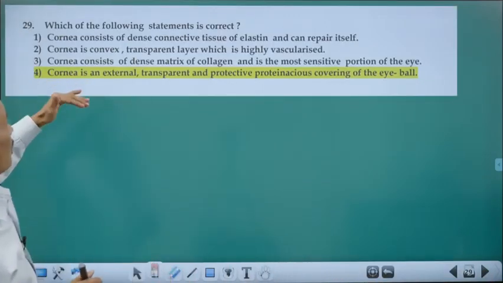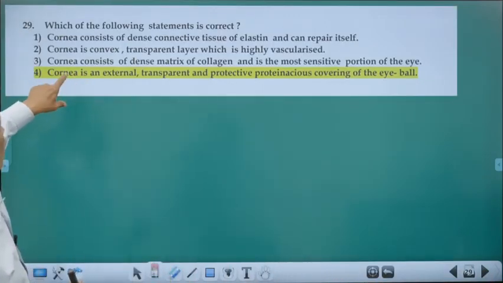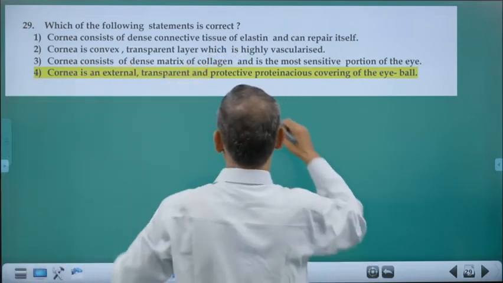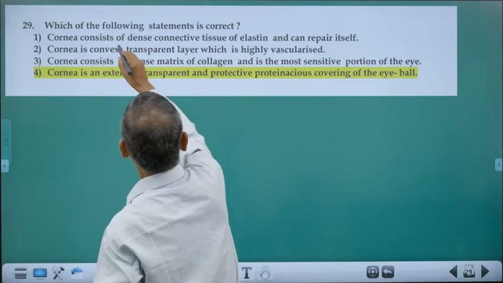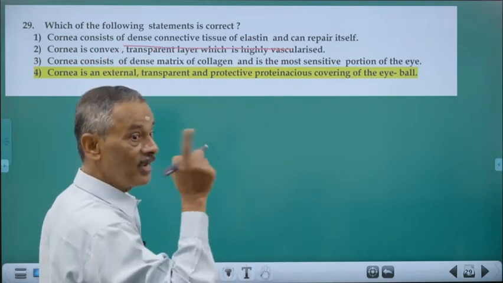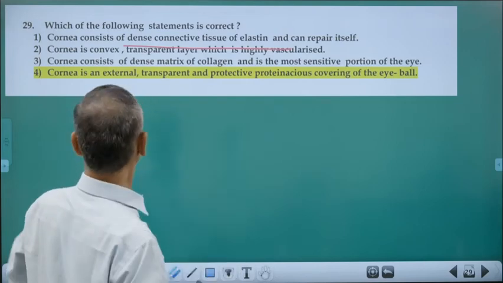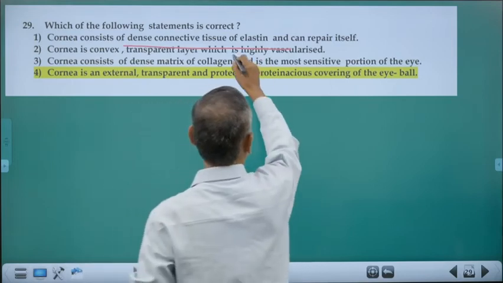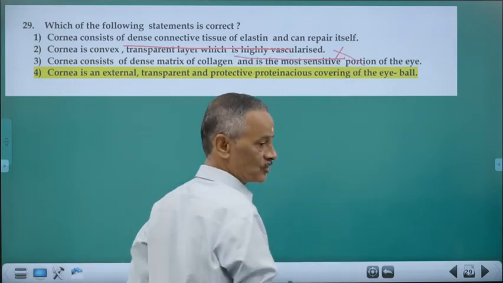Which of the following statements is correct? Cornea consists of dense connective tissue of elastin and can repair itself. It is not a dense connective tissue. It is a transparent one. That is why light is entering in. Cornea is a convex, transparent layer, which is highly vascularized. No, it is avascular, having no blood supply.